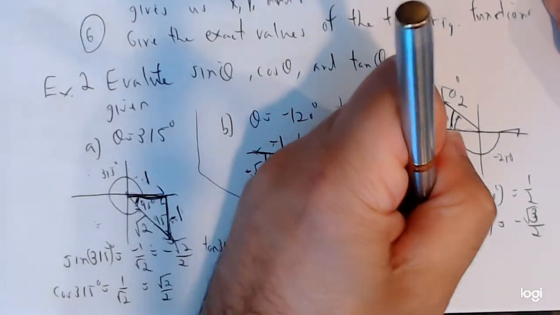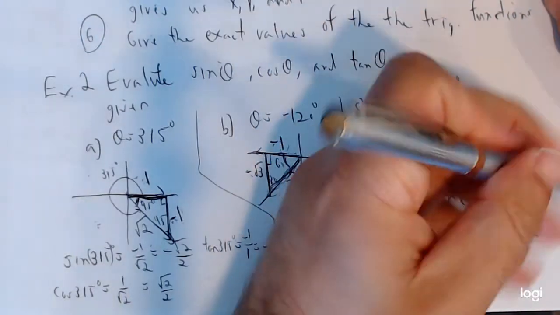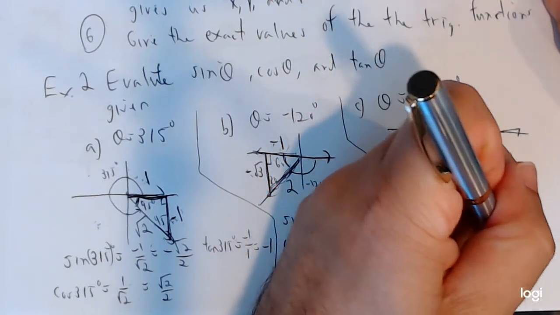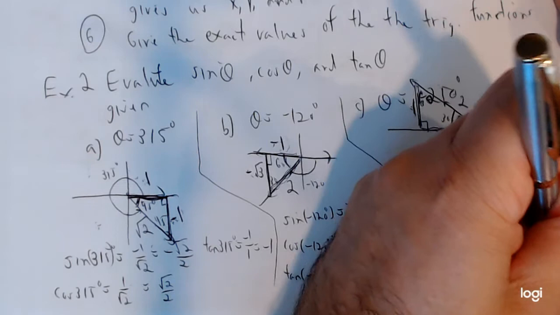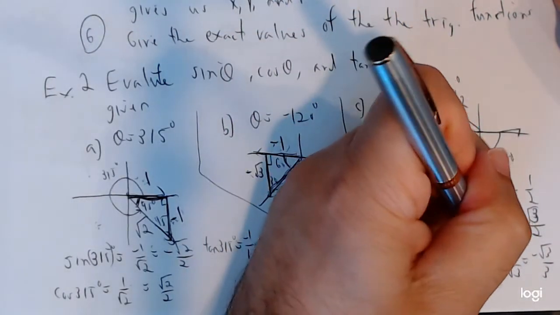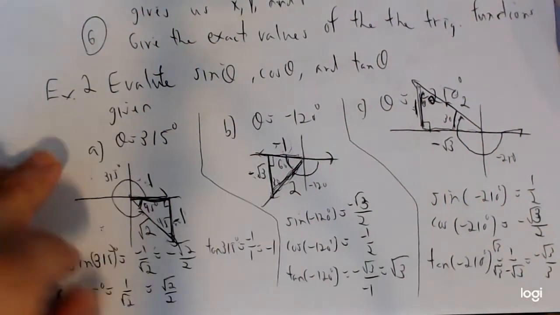And lastly, tangent of negative 210 degrees is y over x, which is 1 over negative rad 3. And if you rationalize this, you get negative rad 3 over 3, right? Because all I did is multiply top and bottom by rad 3. That's what I did. Okay? And those are our answers.